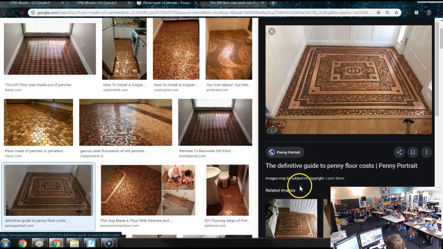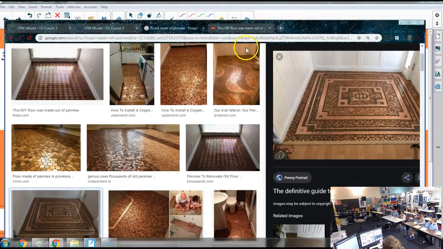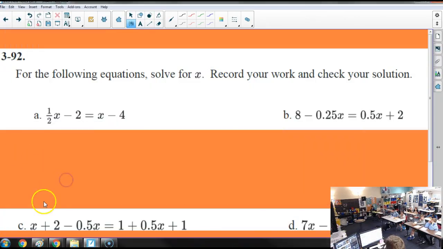So these are all just pennies that you then dump epoxy over. So then it's just 1 cent for each penny that's there, plus the other resources that you need. So there's probably some glue to stick them down potentially, and then the epoxy. How much do you think?